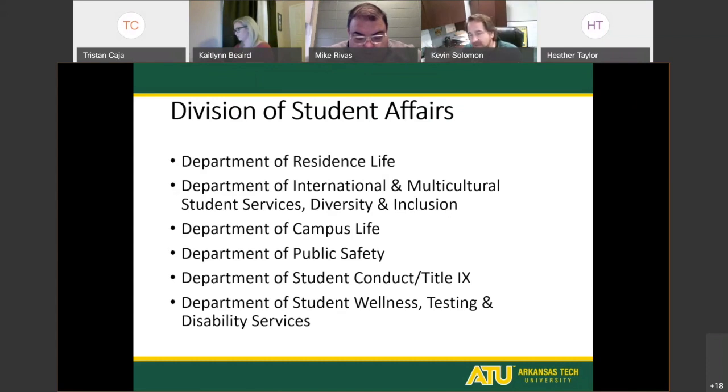Department of Student Conduct and Title IX, that area depends on what things are going on in the year, but they have in the past had assistantships there. And then the Department of Student Wellness, which is our counseling center and our health center, they have assistantships, as does Testing and Disability Services. They also have assistantships. So I'm not listing all of them, the specific assistantships, because they all fall under those umbrellas.